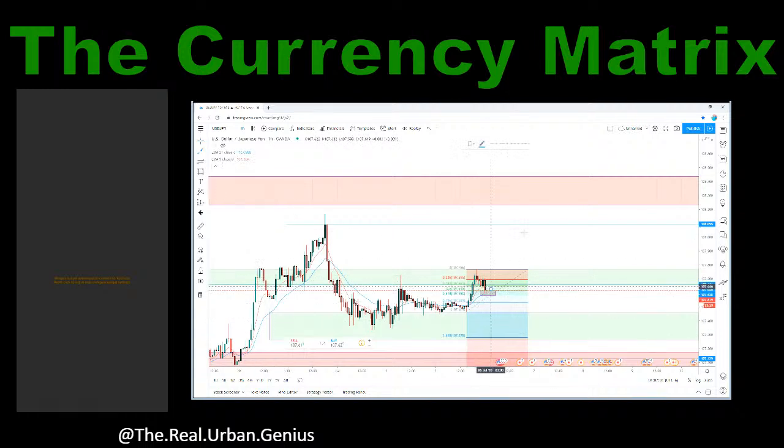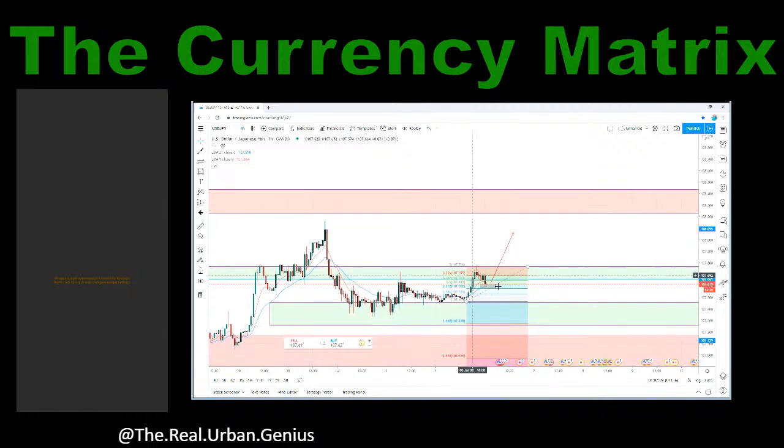So from this point, I would like to see price now move in this area, move in this direction. All right, and that would simply be an extension to this trend.